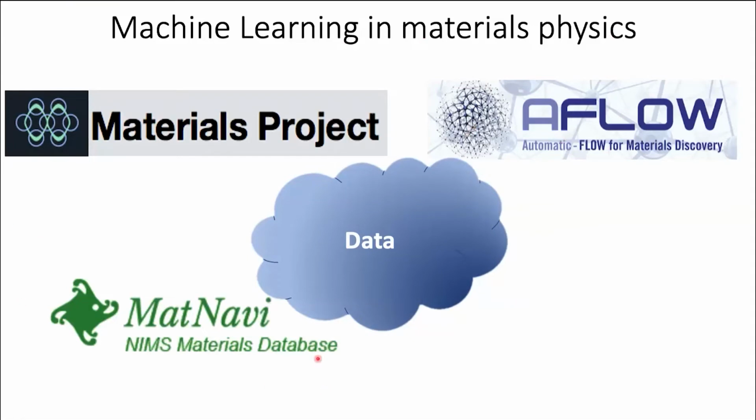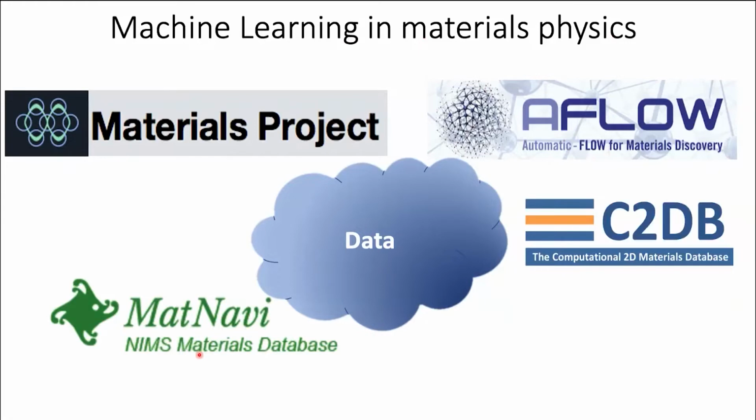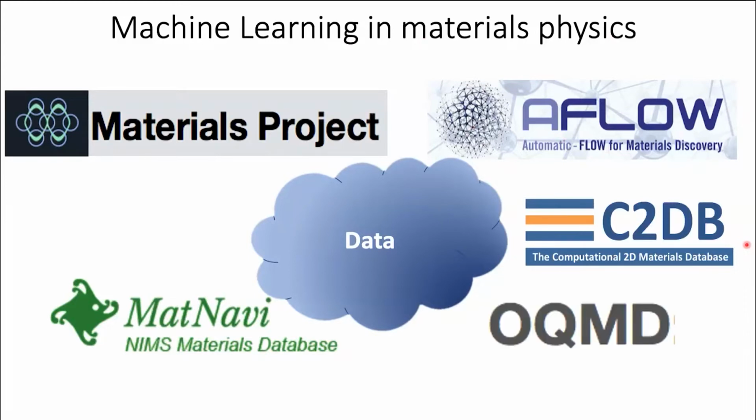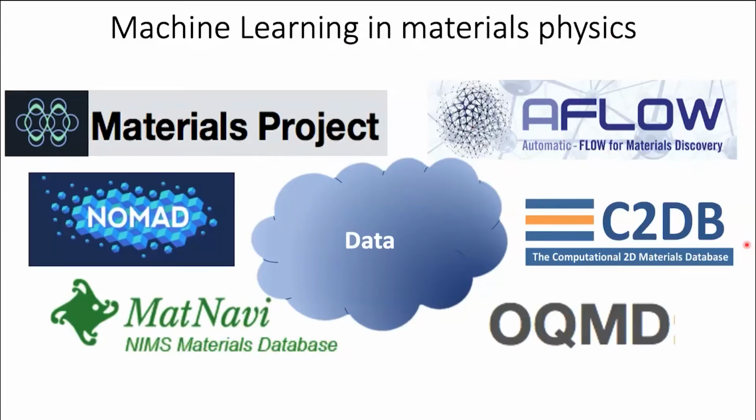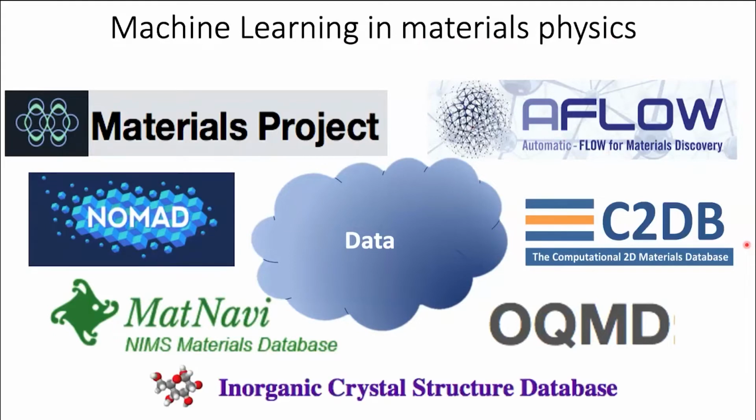There's MatNavi, which is based at NIMS, the National Institute for Materials Science in Tsukuba, Japan. It happens that I worked at NIMS for a few months when I lived in Japan. And there's C2DB, which is again a theoretical database for two-dimensional materials. Then we have OQMD, the Open Quantum Materials Database, which is again theoretical. And there's NOMAD, a repository of DFT calculations, and ICSD, which you've seen before, which is this database of crystal structures from X-ray diffraction experiments.